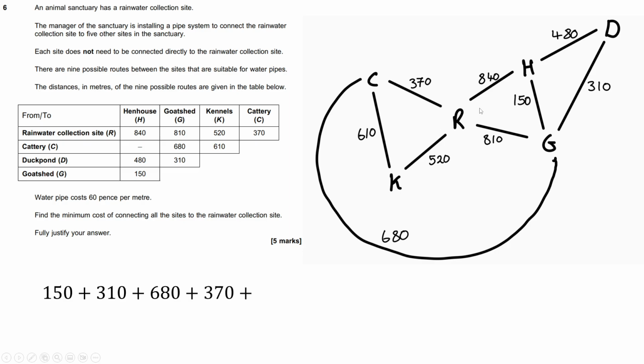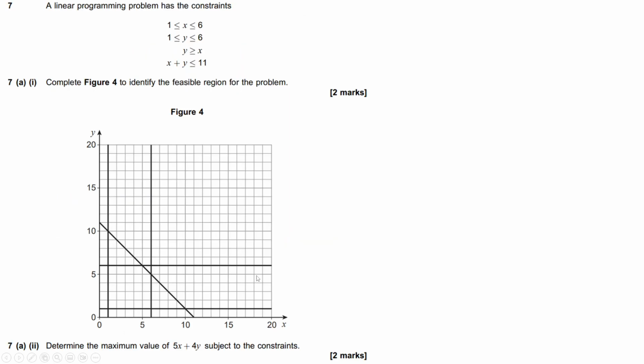And then the next shortest one, we've already gone to H, we've already gone here, so we don't need to. We just need to get to K somehow. That must be just 520. And that will have completed our visit to every single node. That's 2030 meters in total. Each meter is 60 pence, so 2030 times 60 pence gets us £1,218.